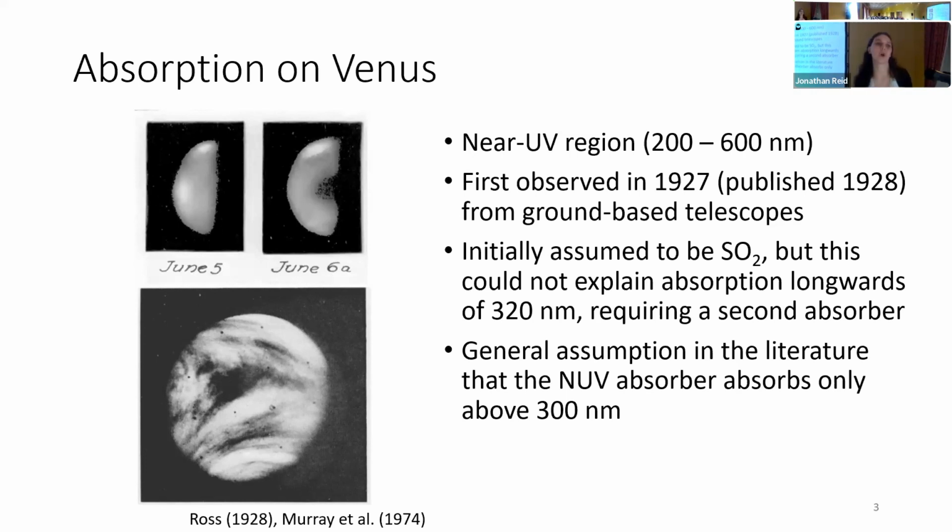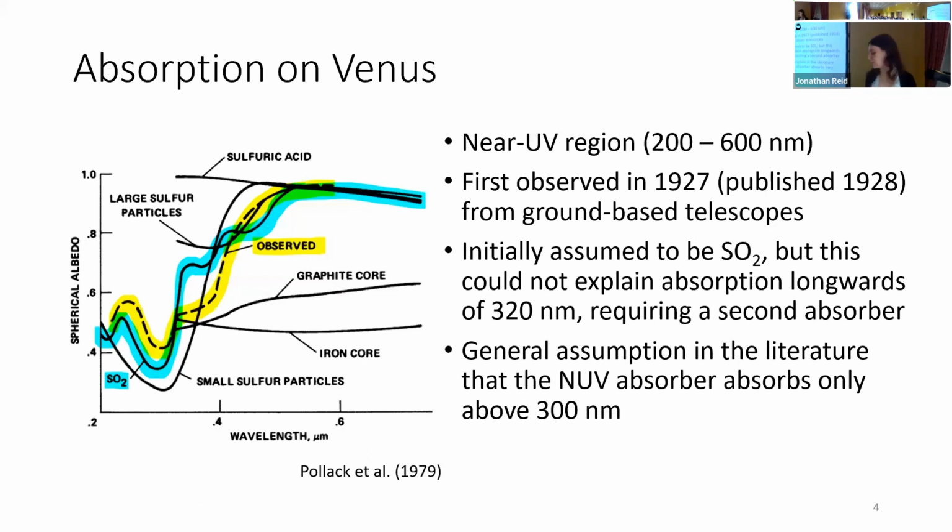And we still don't know what causes those patches. It was initially thought that this was due to SO2. So in the yellow here, this is the observed albedo of Venus. And in the blue is the SO2, and you can see they've got a very similar shape down from sort of 0.2 to 0.3 microns. But beyond that, they really start to disagree.